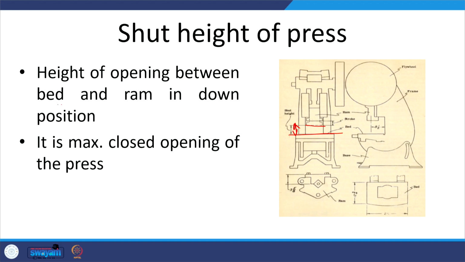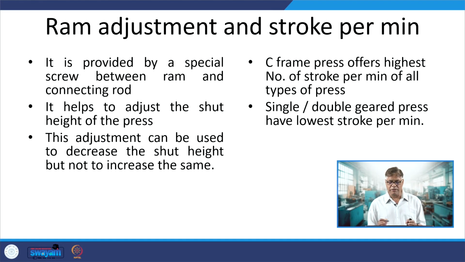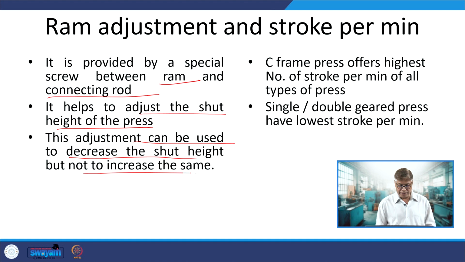So, the height of the opening between the bed and the ram in down position, this maximum closed opening of the press, determines the size of the component and the size of the die that can be accommodated in a press. In some cases, adjustment of the ram, the ram stroke or the strokes per minute is possible. The ram adjustment is provided by a special screw between the ram and the connecting rod. It helps to adjust the shut height of the press, and this adjustment can be used to decrease the shut height, not to increase it.